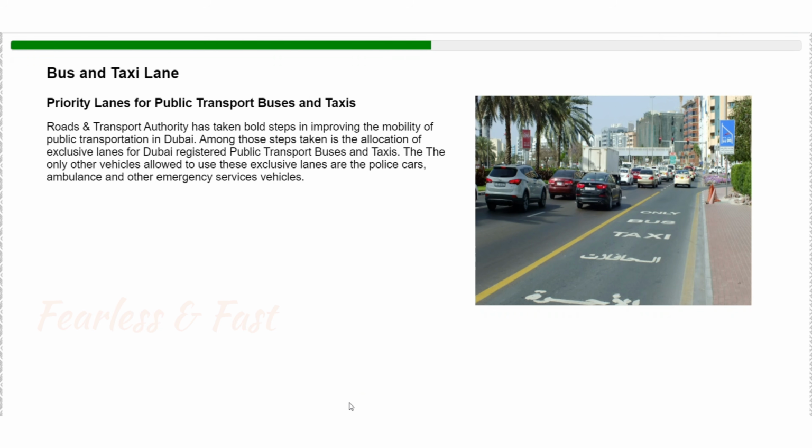The only other vehicles allowed to use these exclusive lanes are police cars, ambulances and other emergency services vehicles. Any driver caught illegally using these lanes will be fined.